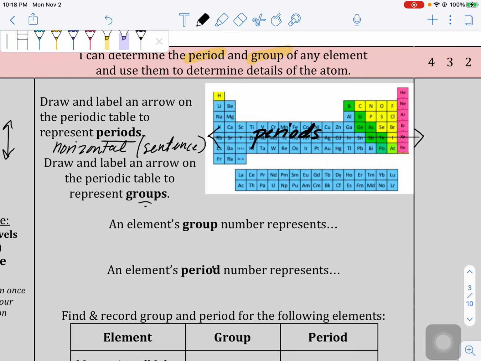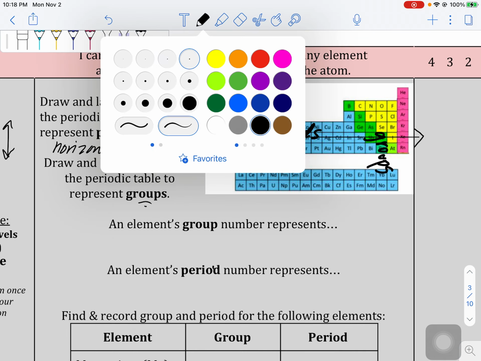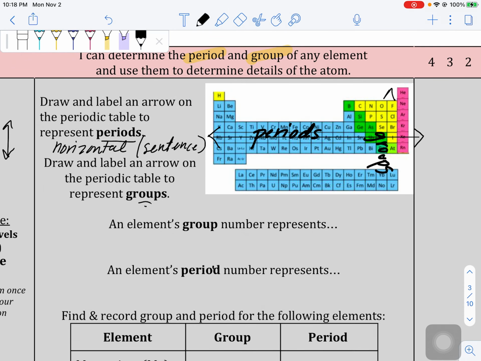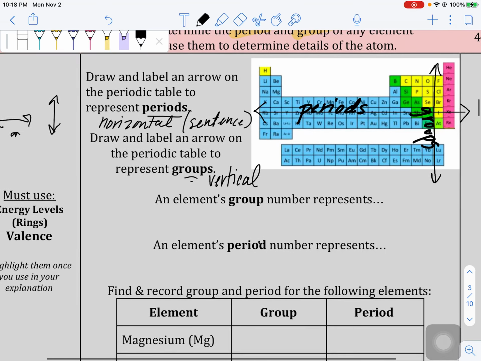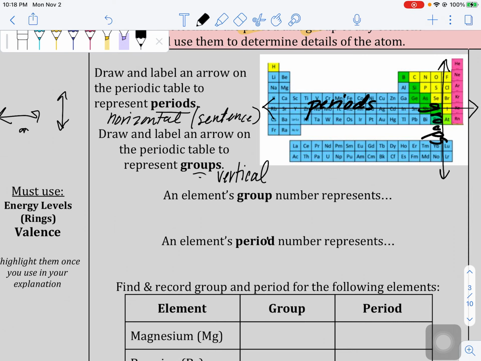So if periods are horizontal, that means groups are vertical. Meaning I find those on the columns or the up and down section of the periodic table. Now each group and period is designated something different related to either energy levels on an atom or valence electrons on an atom. Again, I turn to my reminder about the punctuation mark.